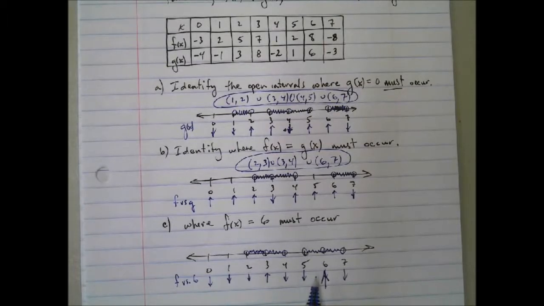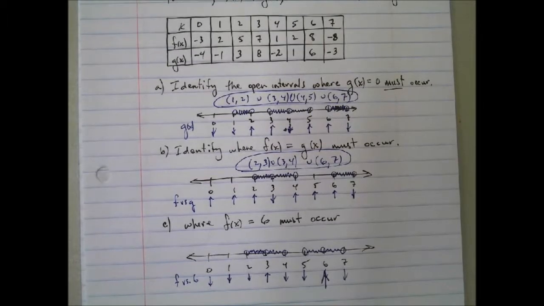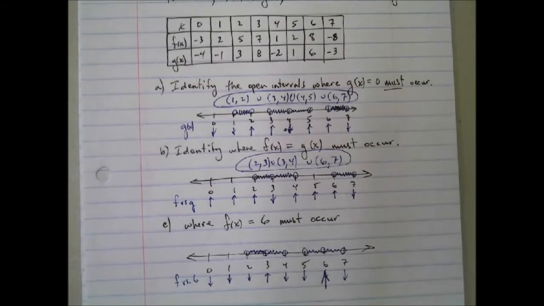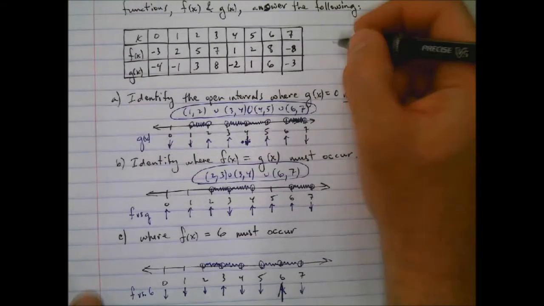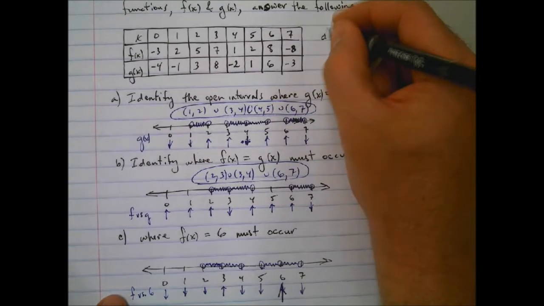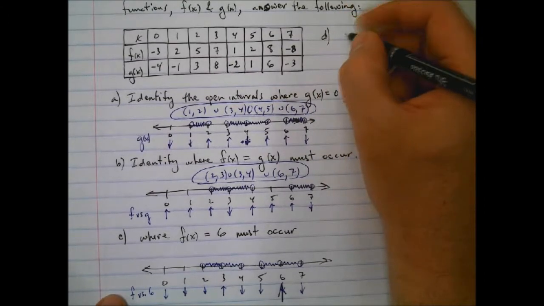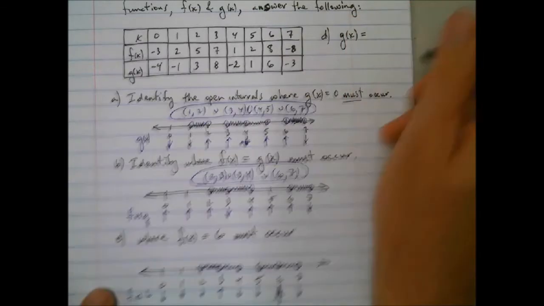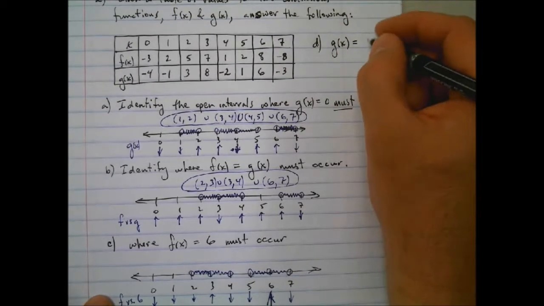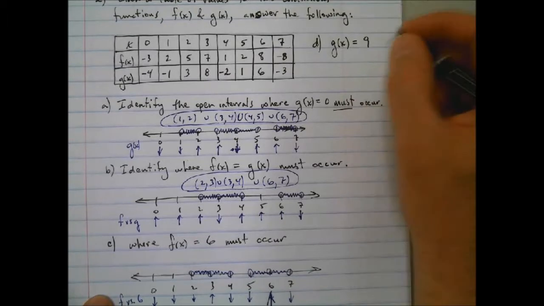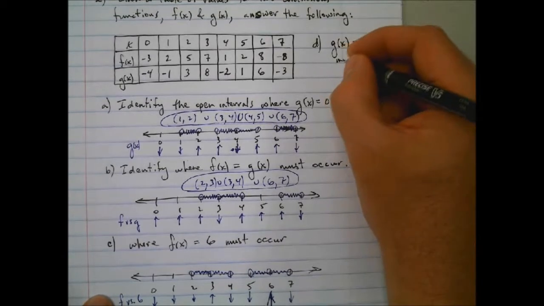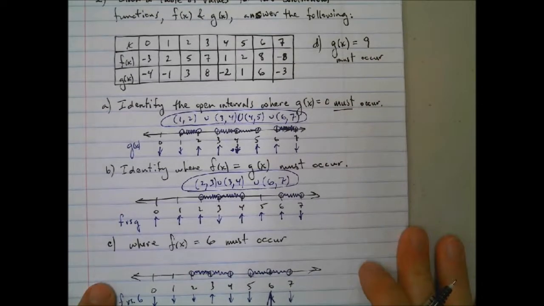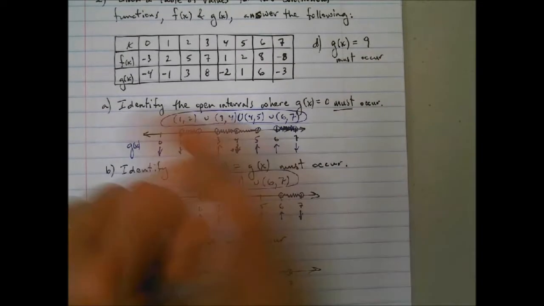Now, will there always be solutions? No, there won't always be solutions. What if they did something like, and I'm almost out of space, so I'm going to do it right here next to the box. How about where g of x equals, let's do 9, must occur. Okay, g of x equals 9 must occur.